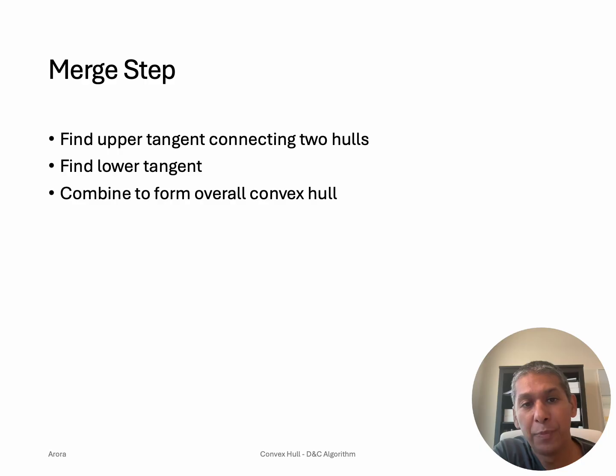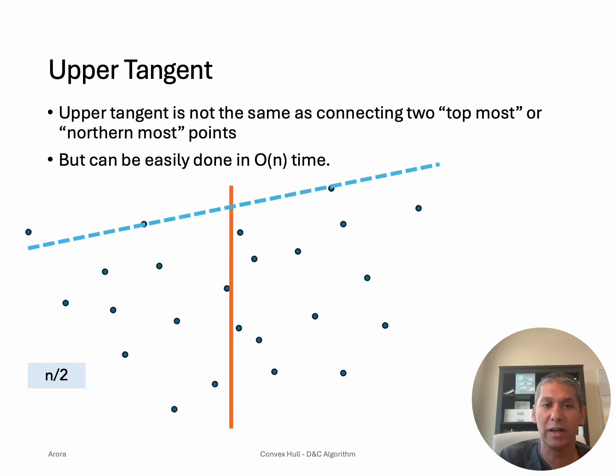In the merge step, what we'll do is find the upper tangent connecting the 2 hulls, and the lower tangent connecting the 2 hulls, and combine them to find the overall convex hull. When we say the upper tangent or the lower tangent, sometimes it can be perceived as asking you to find the 2 topmost points. That's not necessarily the case, as you see in this example here. The 2 northernmost points here, if you connect them on the left hand side and the right hand side, then you get this blue dotted line. But that's not actually the northernmost or the upper tangent here. And that's a small implementation idea that you have to keep in mind.